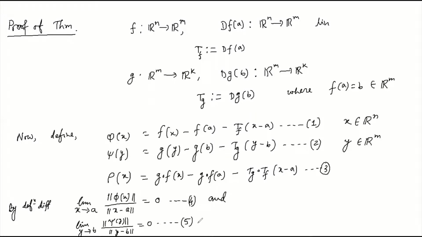So now what to show? To show that the limit as x tends to A of norm of rho of x over norm of x minus A is equal to 0. So this is what we need to show.